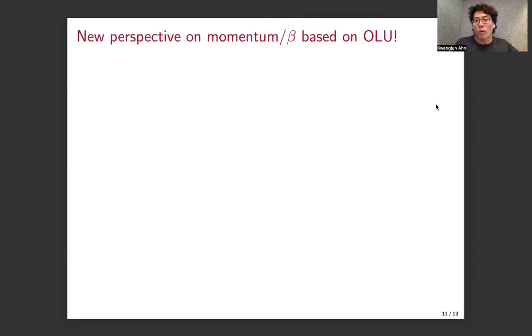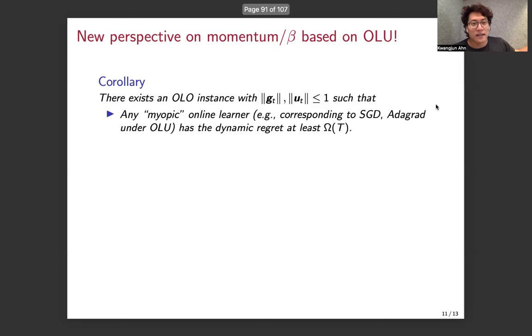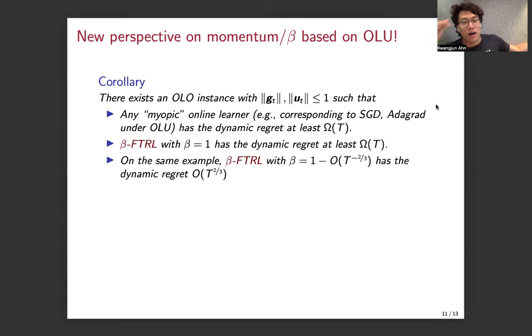So I can be more formal about our main results. There exists an online linear optimization instance such that any myopic online learner which chooses the update delta t just based on the last gradient GT will suffer from high dynamic regret. And the same thing is true for undiscounted FTRL. It will suffer from high dynamic regret, but it's only FTRL with the right discounting factor that leads to good, sublinear dynamic regret.